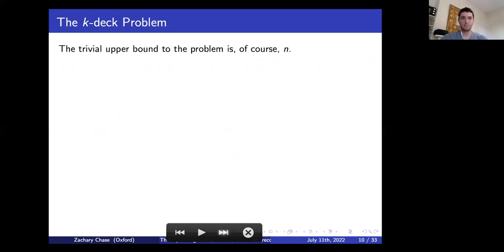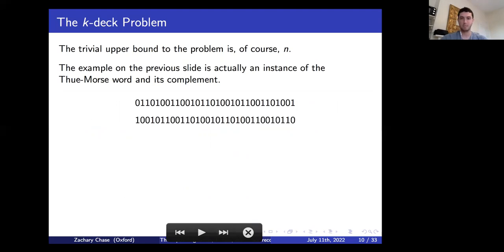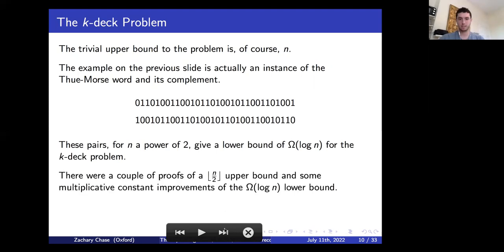The example on the previous slide is actually an instance of the Thue-Morse word and its complement. And these pairs for n to the power of 2 and sort of really close to it, they get bound up. And there were a couple of proofs of an n over 2 upper bound and some multiplicative constant improvements of the omega log n lower bound.